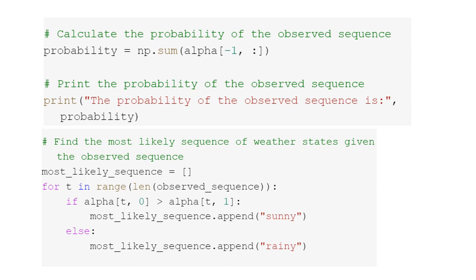Here we'll be using forward algorithm recursion: iterate over each time step and each state, update the alpha values using the transition and emission probabilities. Compute the total probability: sum the final alpha values to get the probability of the observed sequence.